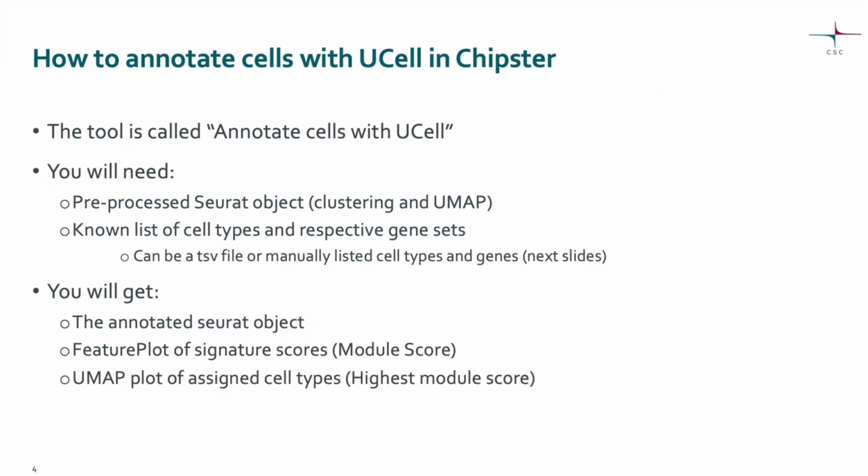So, how to annotate cells with UCell in Chipster? The tool is called Annotate Cells with UCell, and you will need a pre-processed Seurat object that has the clustering and UMAP information. You will also need a known list of cell types and a gene set for each cell type. This can be either a TSV file or you can manually input the cell types and genes. I will show you in the next slides how to do it. After running the tool, you will get the annotated Seurat object, a feature plot of signature scores, and the UMAP plot of assigned cell types.